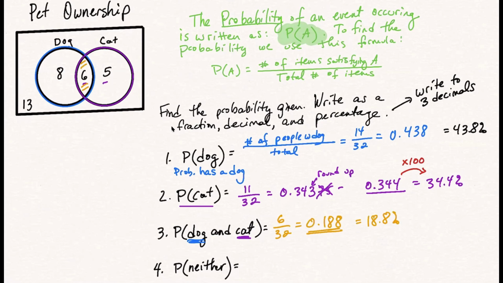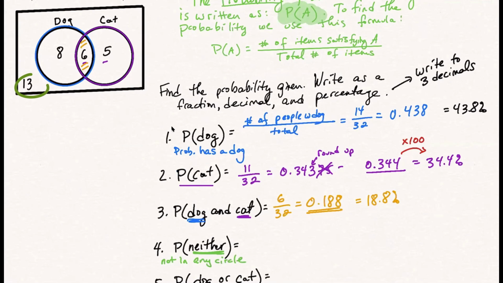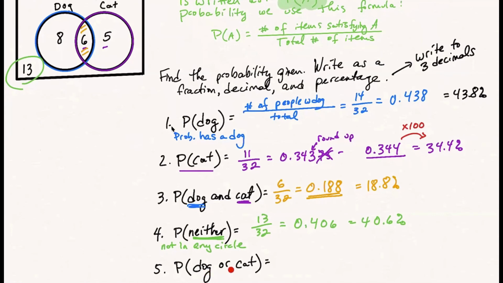Find the probability of neither. The neither folks are not in any circle. So that's these 13 people here, so 13 out of the 32. So that's 0.406 or 40.6%.